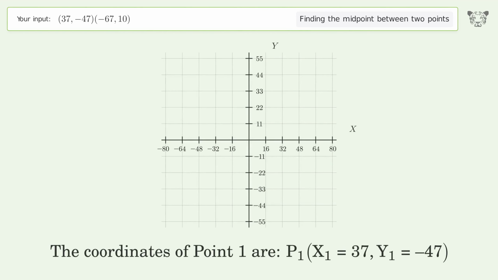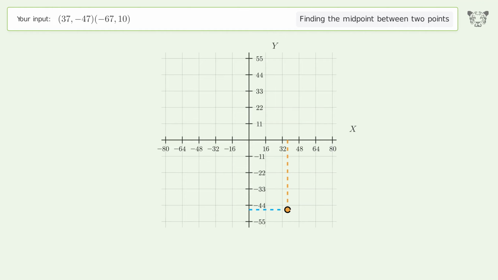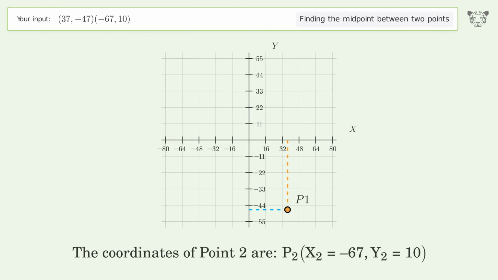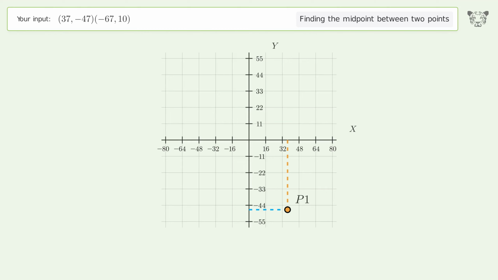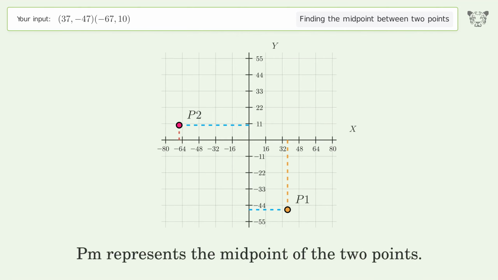The coordinates of point 1 are, x1 equals 37, y1 equals -47. The coordinates of point 2 are, x2 equals -67, y2 equals 10. PM represents the midpoint of the 2 points.